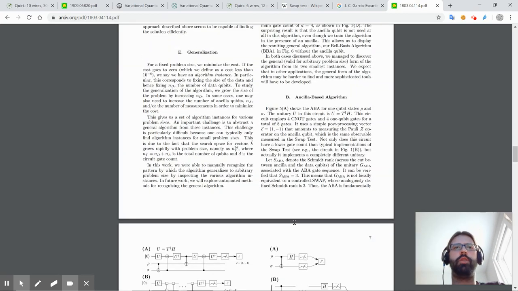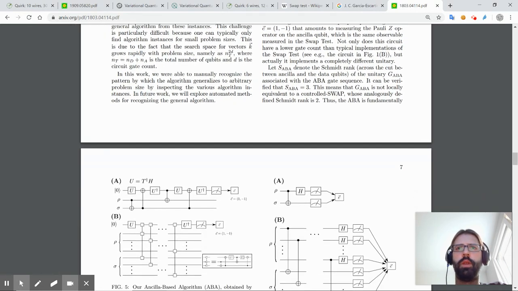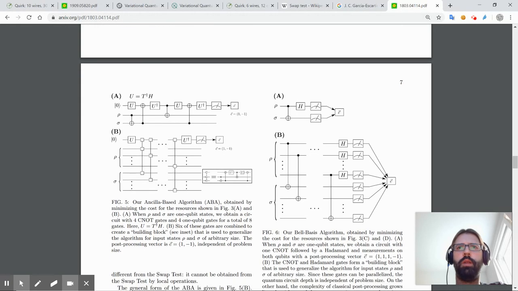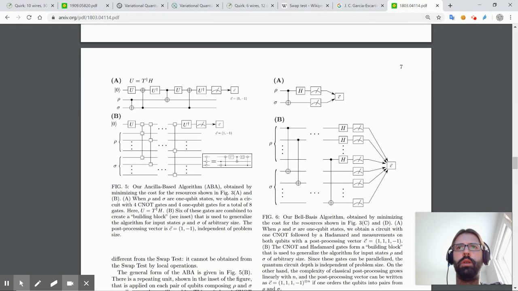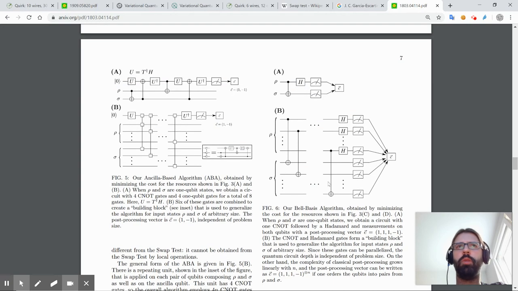Ancilla-based algorithm generalization. Okay, so look at these. So there it is, our Bell basis algorithm obtained by minimizing the cost for the resources. So this is sort of an optimized version of it. Interesting.